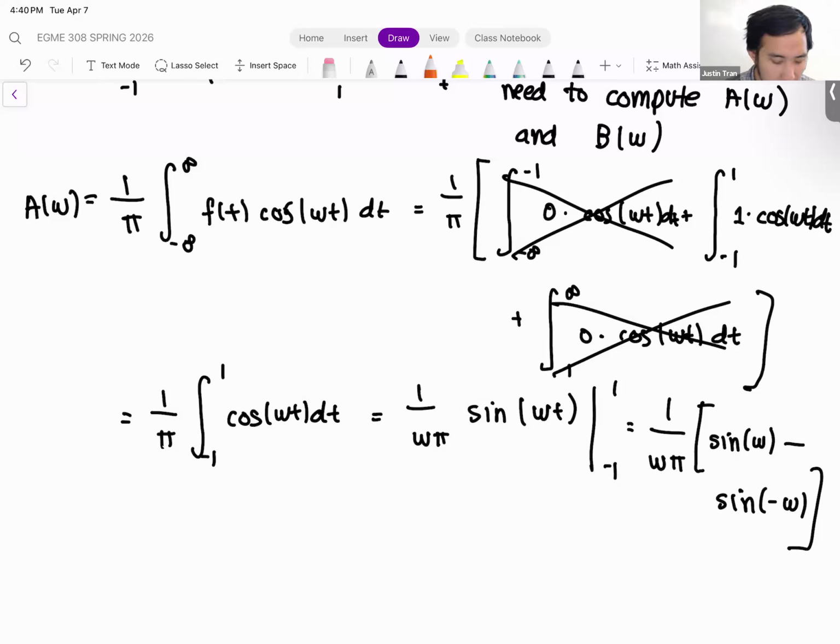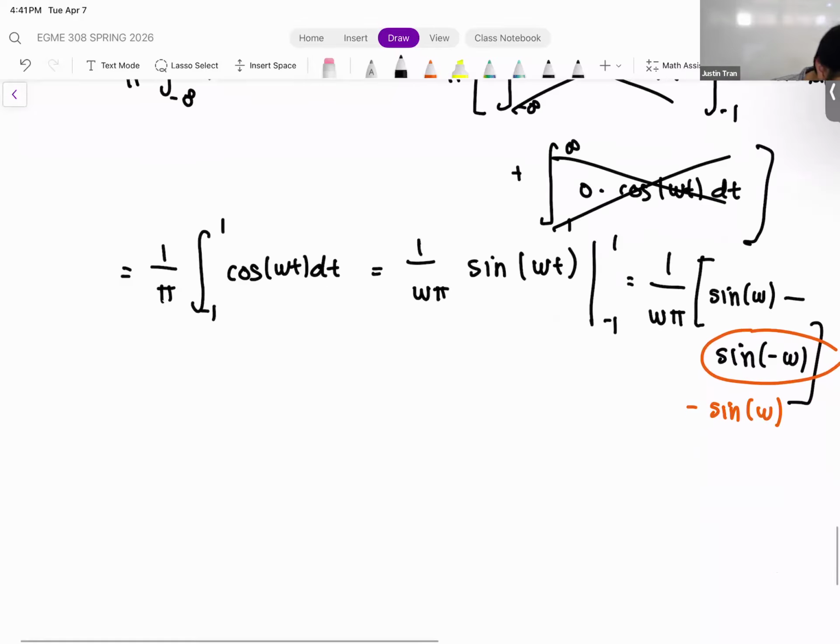All right, let's use the fact that sine is an odd function. So sine of minus omega is equal to minus sine of omega, right? Basically that negative comes out in front because sine is an odd function. And so we have sine of omega minus negative sine of omega. The two minuses are going to cancel out. And so our result from this is A of omega is equal to 2 sine of omega divided by omega times pi.